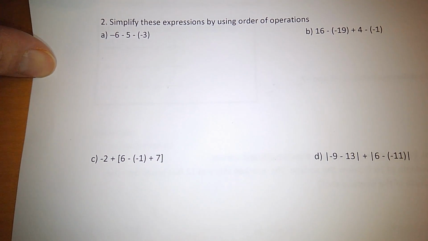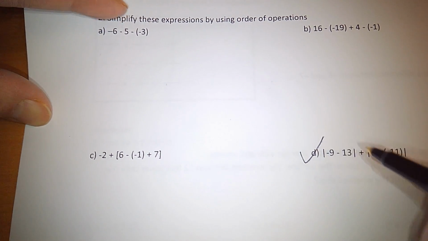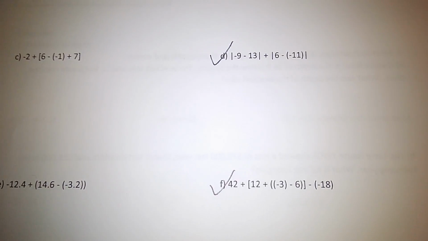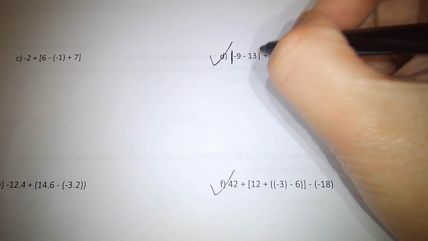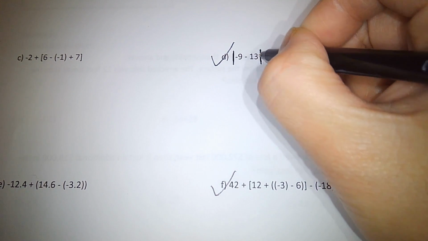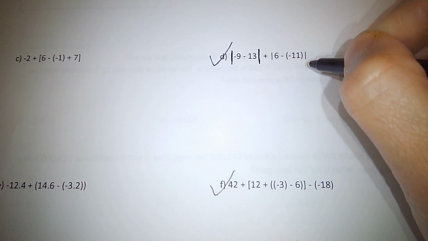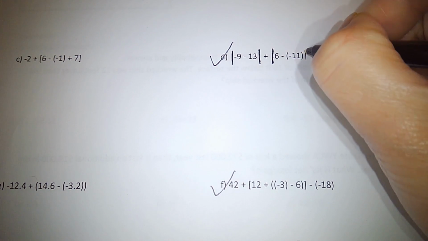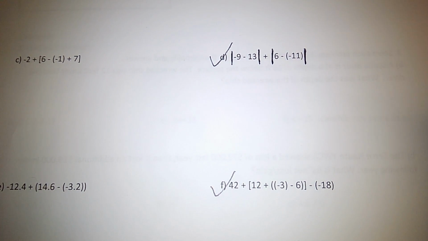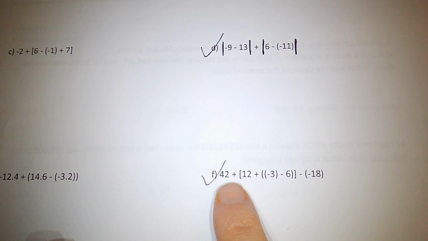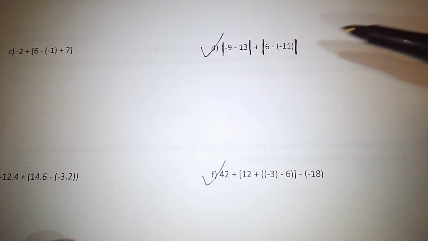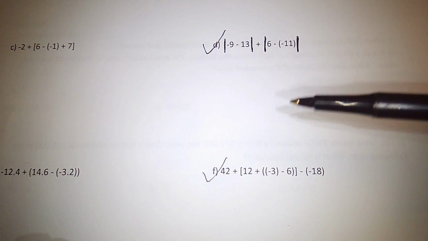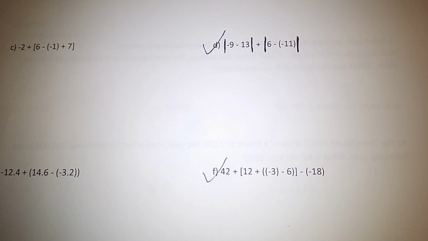So let's try some questions together, okay? Let's try question D and F. Question D, we have the absolute value. So simplify this, okay, at first. Then question F, we have brackets, we have parentheses, okay. So I'll give you a couple minutes to try both of them, then I will show you how to do them, okay?